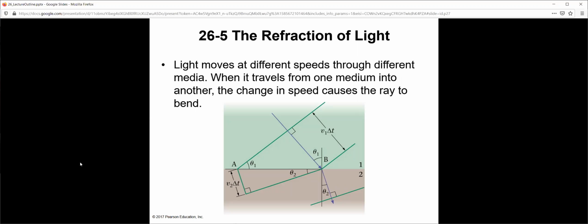Refraction. Talked a lot about reflection. We can talk refraction now. Since light moves at different speeds in different mediums, when it travels from one medium to another, the change in speed causes the ray to bend. It's going faster or slower. This change happens. This is, again, Snell's law. This is something we did in lab, and it's also something that you're very well aware of. This is why the straw looks in different places in the glass of water.